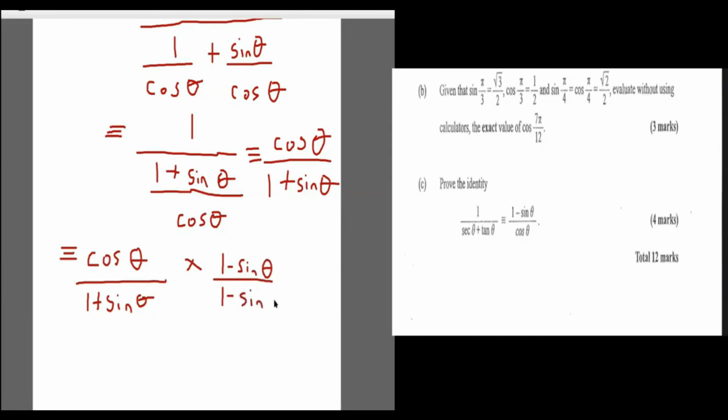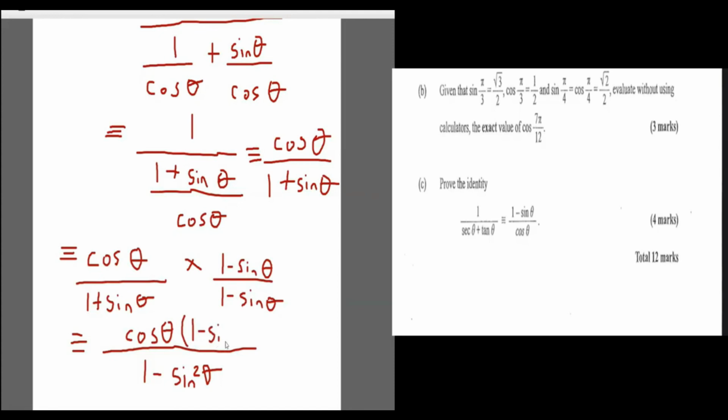In the numerator we get cos theta times 1 minus sine theta. But in the denominator, we have the difference of two squares. This is like a plus b times a minus b, which is a squared minus b squared. So the denominator is going to become 1 minus sine squared theta. Then in the numerator, it's cos theta times 1 minus sine theta. And you might say, sir, I still don't see it yet.